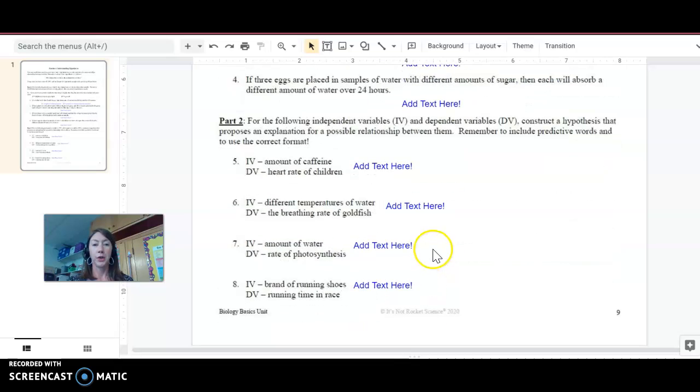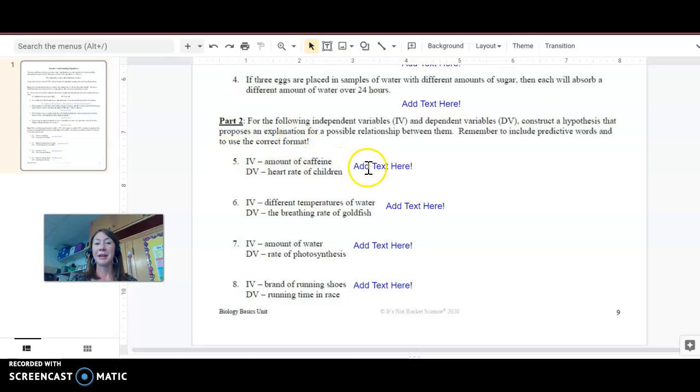Part 2 on this worksheet, you're now going to create a hypothesis using two variables. So you get to be creative with this here. So let's look at number 5 together. If we look at the instructions, it says for the following independent variables and dependent variables, construct a hypothesis that proposes an explanation for a possible relationship between them. Remember to include predictive words, that's our if. So if we do this, then this will happen. And use the correct format.